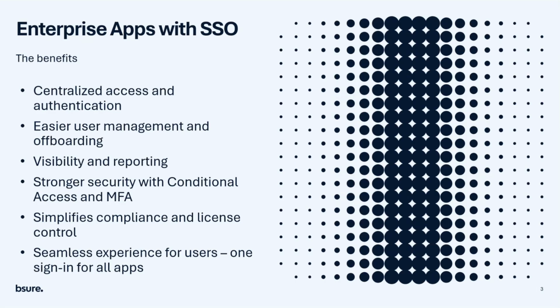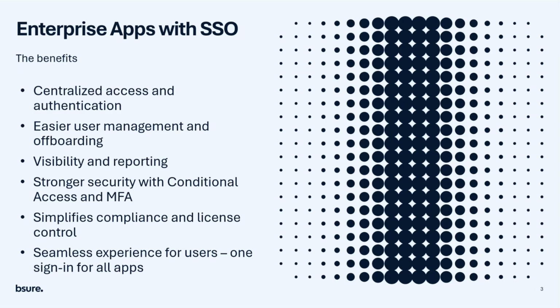So let's start by looking at why it makes sense to use these enterprise apps with single sign-on. Because this doesn't just apply to the Microsoft services and applications. Most modern third-party SaaS applications support this today. And you can even set it up on your internal applications if you configure them through an application proxy, for instance. So when you connect the apps to Entra through single sign-on, you get centralized access management and authentication. So you handle everything in one place.